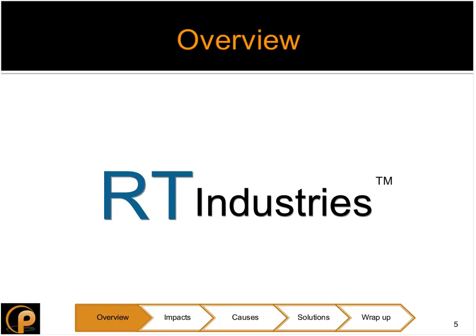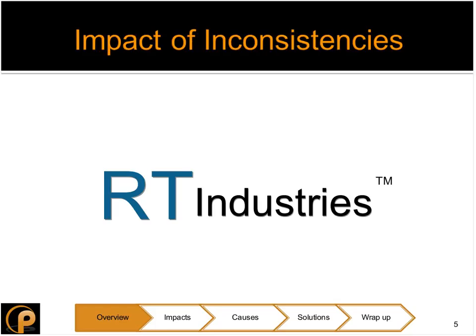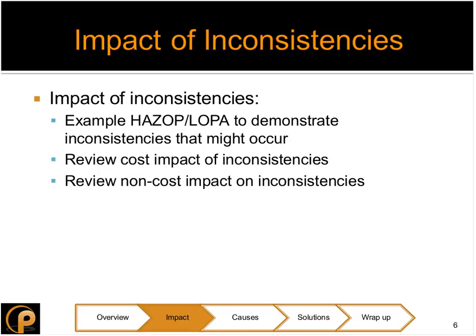Each of these facilities went through a HAZOP process and came out with completely different results. Even though their design was almost identical and the scenarios they looked at were almost identical, in the end, the recommendations that came out of it were completely different. So we're going to look at how that actually happened, why it happened, and what RT eventually did to try to make things better. So to start out with the impact.